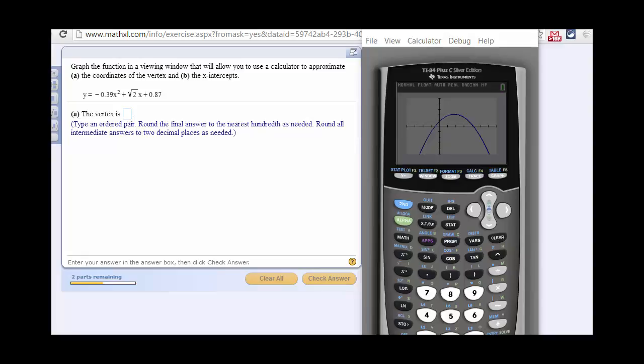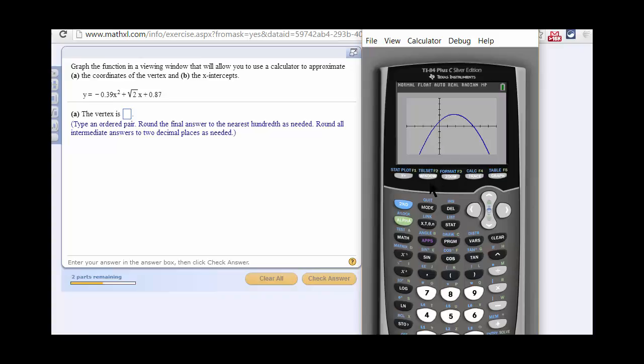Hi there. We're going to graph a parabola. Here it is. It looks particularly ugly. We're going to change the window of the graphing calculator in order to see the vertex and the x-intercepts a little better. There now, that's brighter.